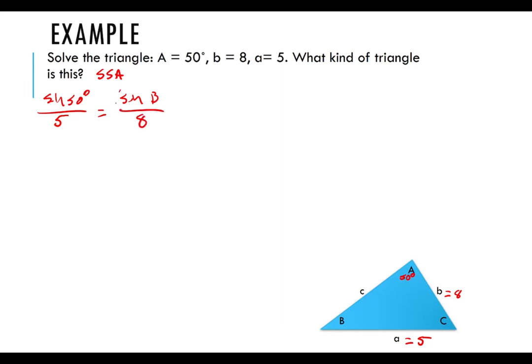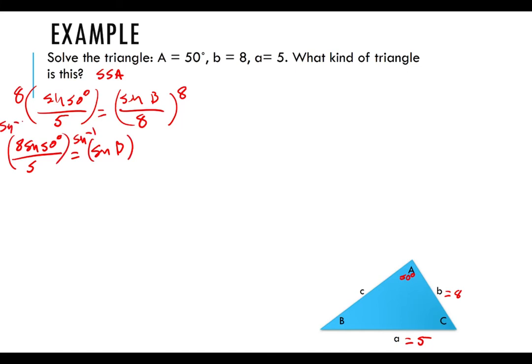Let's solve for sine of B, so I can multiply both sides by 8. This is then 8 sine of 50 degrees divided by 5 is equal to sine of B. At this point we need to take sine inverse of both sides. And so if I take sine inverse of both sides, that means that B is going to be equal to sine inverse of 8 sine of 50 degrees divided by 5, which I'm going to break up into two parts at this point.